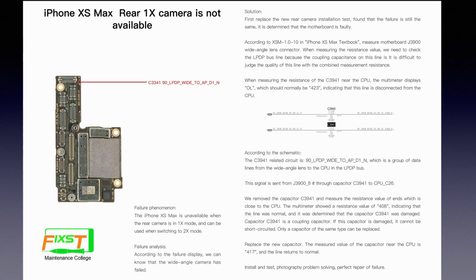The capacitor is damaged. We cannot make a shock jumper for it. We can only change it with the same type of coupling capacitor. After we replace the new capacitor and test the pin near the CPU, the resistance comes back to normal. So we install and test. This problem is finished.